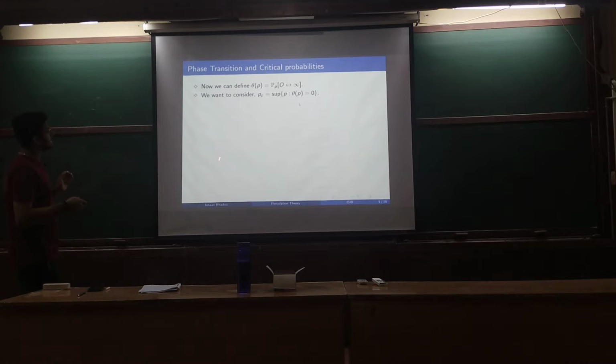We want to consider the critical value, p_c, which is the supremum of all values of p so that theta p is 0. When p is 0, with probability 1, the origin cannot be in an infinite cluster because all the edges will be closed. As you increase the value of p, there will eventually come a point where theta p will be positive. That point is p_c. After that point, with positive probability, the origin is in the infinite cluster.